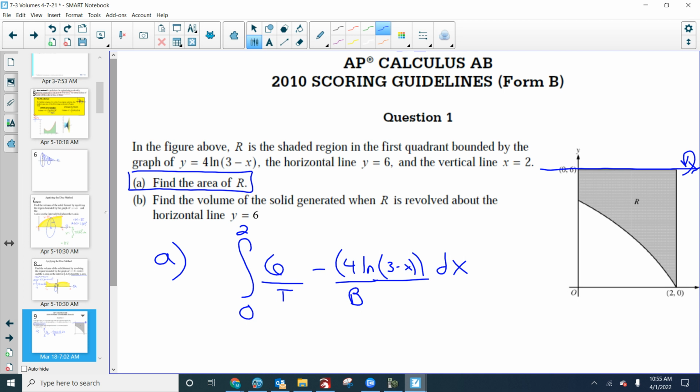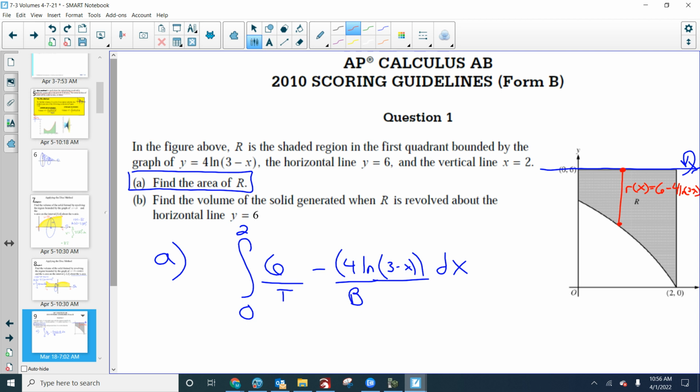Who wants to volunteer? For those who are struggling, who wants to volunteer an R of x radius? Chad: I think the radius is the top minus bottom. I think it's 6 minus 4 ln 3 minus x. Agree? Disagree?